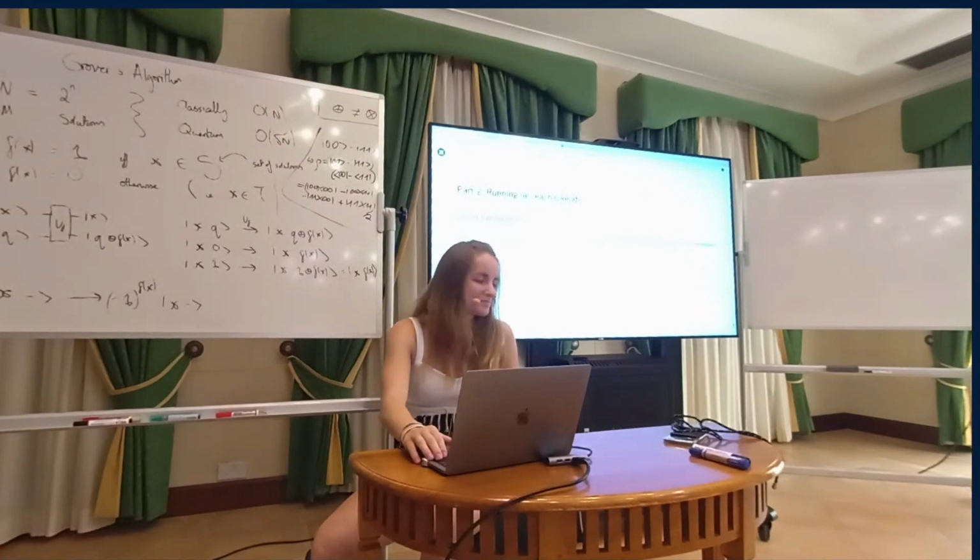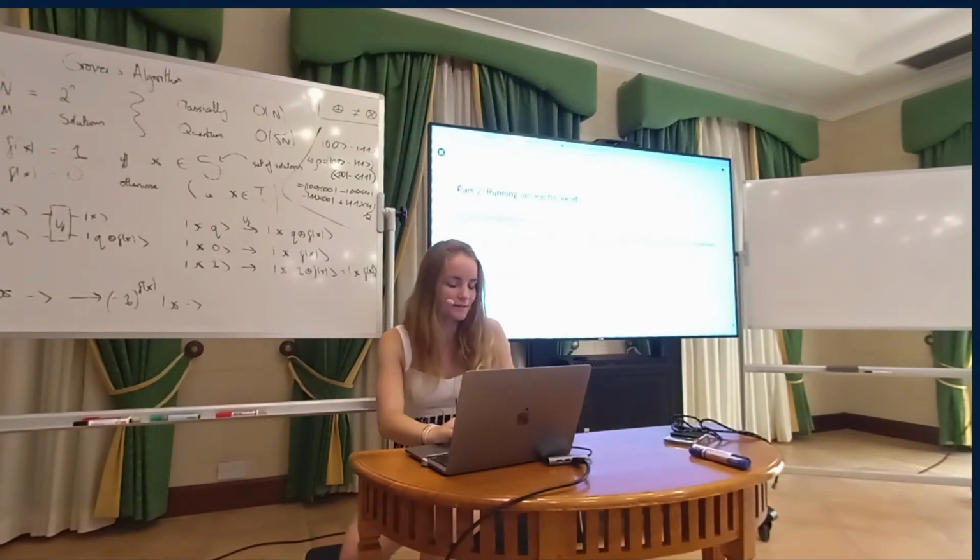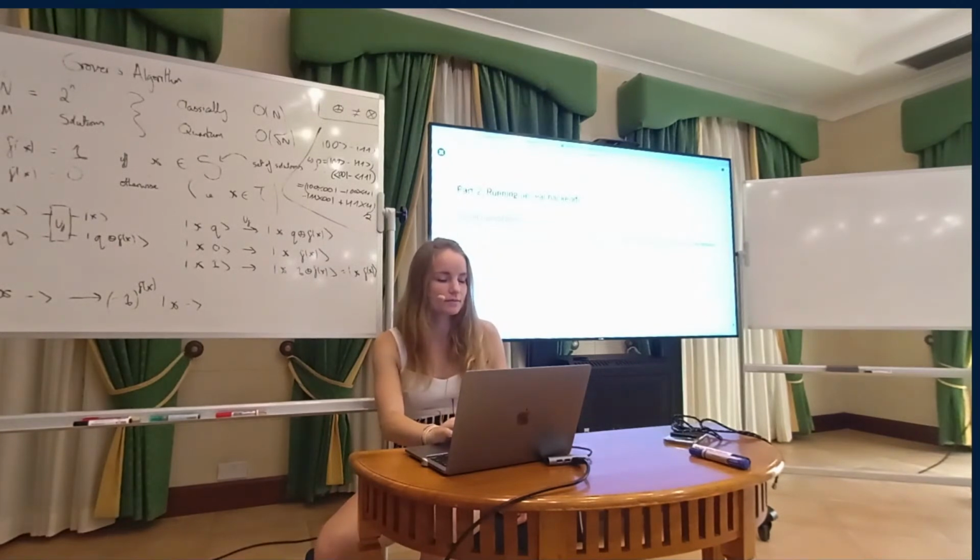So anyway, this is how you can get the provider. This is how you can then access all the devices. With this provider, you will now have access to some of the 7-qubit devices that you would otherwise not have access to.